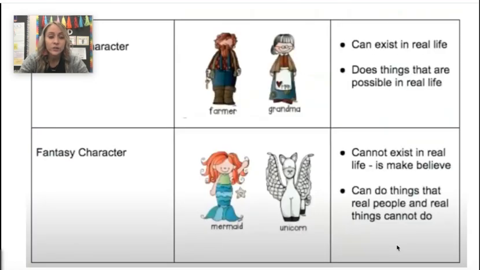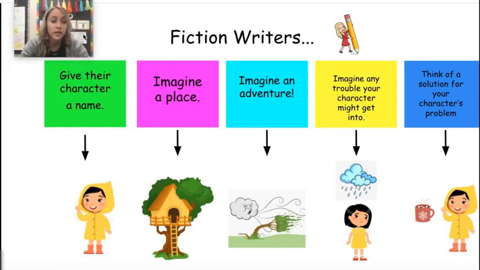So today you're going to write a realistic fiction story. You're going to give your character a name, imagine a place, imagine an adventure, imagine some trouble they might get into, and then think of a solution for your character's problem. Don't forget, you want to make this realistic fiction, so you want to make it something that could actually happen in real life. You can change the names of characters or people. You can make them go somewhere fun, like Disney World, or maybe to the beach. Just try your very hardest to write a realistic fiction story today.